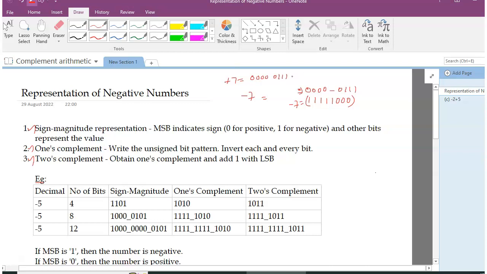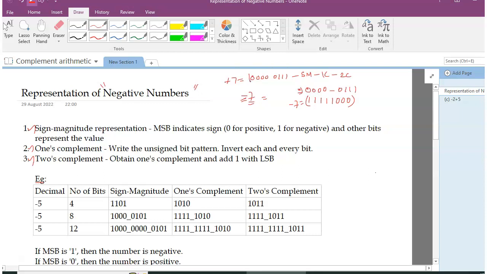This is the 8-bit pattern of +7 in sign magnitude. This is the 8-bit pattern of +7 in ones complement. This is the 8-bit pattern of +7 in twos complement. There is no difference. The difference comes only in negative numbers. So only here we have different patterns for negative numbers.